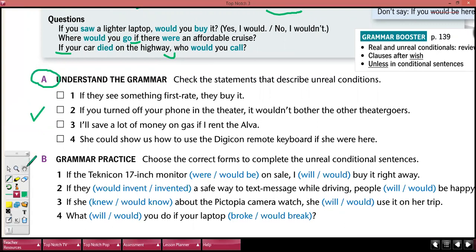In the grammar practice, choose the correct forms to complete the unreal conditional sentence. We have, if the Technicon 17-inch monitor, we have the options, on sale, I buy it right away. This one is pretty easy, okay? Remember, we need the past tense for the if and the would or could model for the result clause. So these are the answers for number one. Please check it, the letter B.